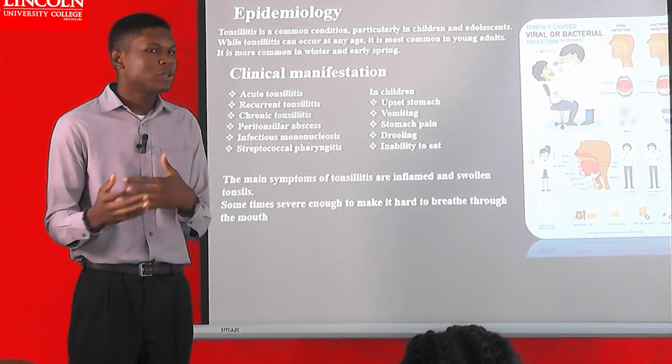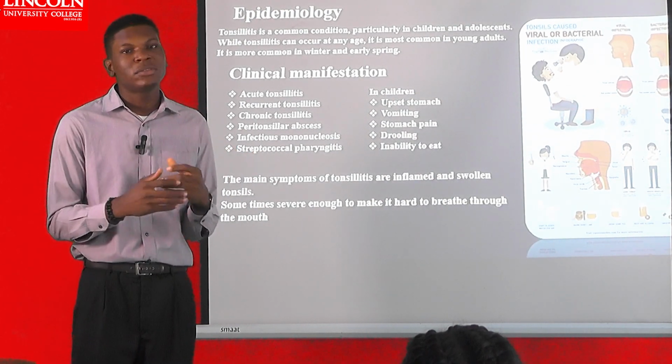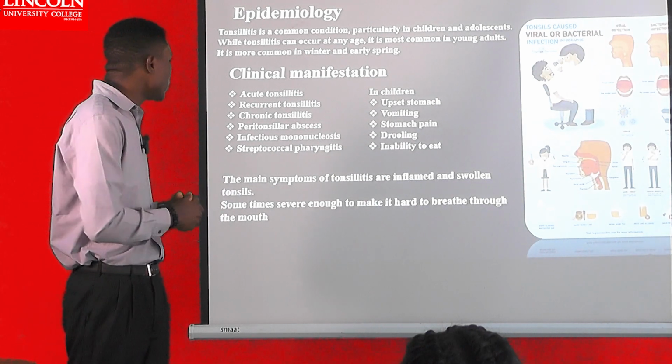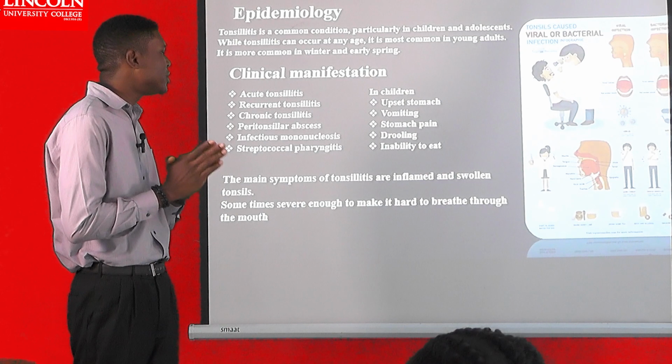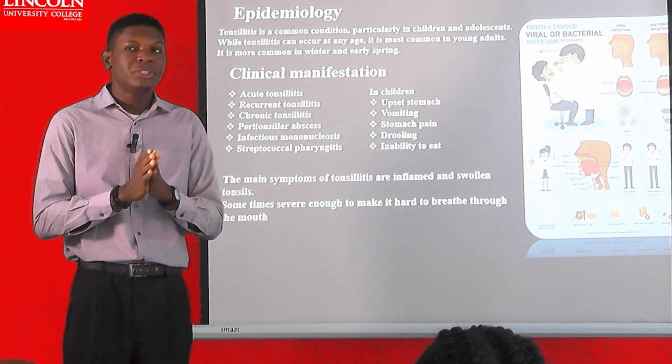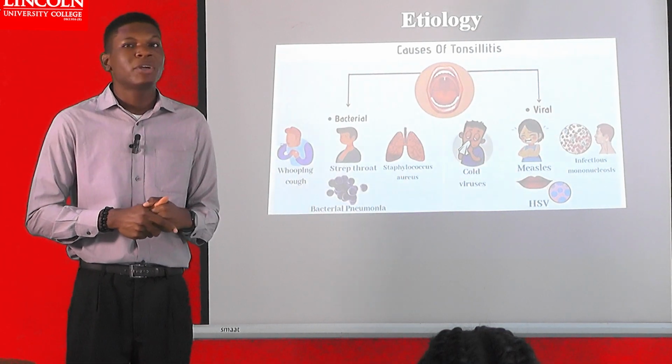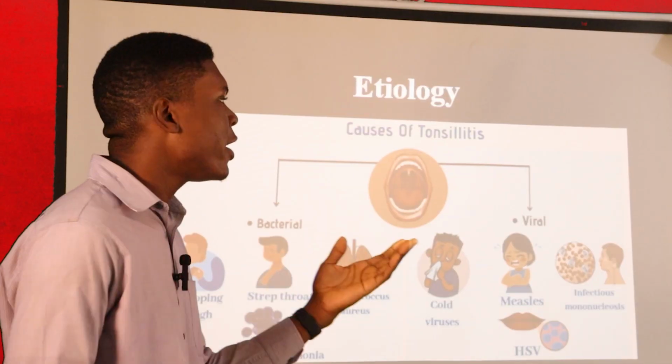But first of all, before we continue, what are tonsils? Tonsils are two oval structures found behind the throat. Sometimes tonsillitis can be severe enough to make it hard to breathe through the mouth. Now, like I said earlier, tonsillitis can be caused by either bacterial or viral infections.